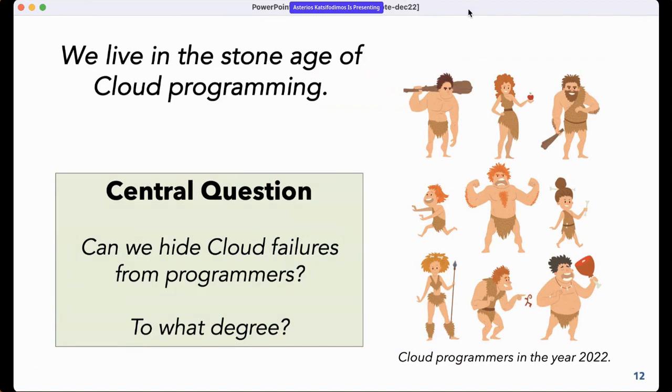So the question we are asking now in Delft is the following. Can we hide those failures from the programmers? Let's just see if we can hide those failures from programmers. And if we can, to what degree can we hide those failures?